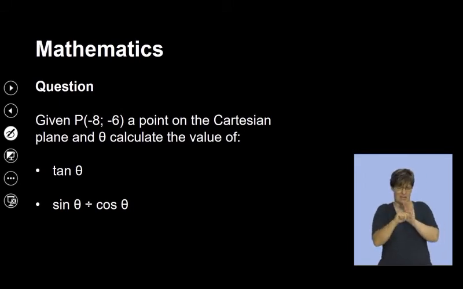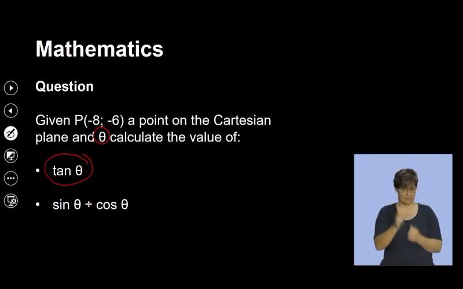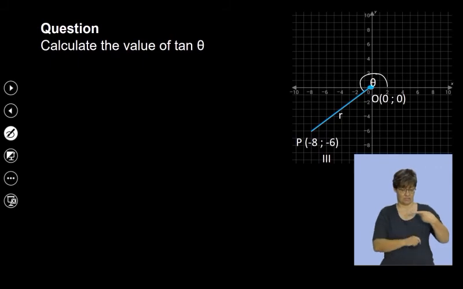Given P, which is (-8, -6), a point on the Cartesian plane, and theta that is on the Cartesian plane, calculate the value of tan theta and calculate the value of sine theta divided by cos theta. Right? So let's start with the first one.